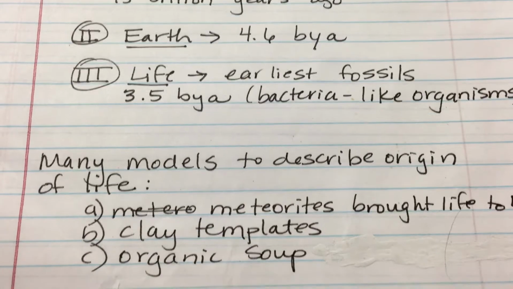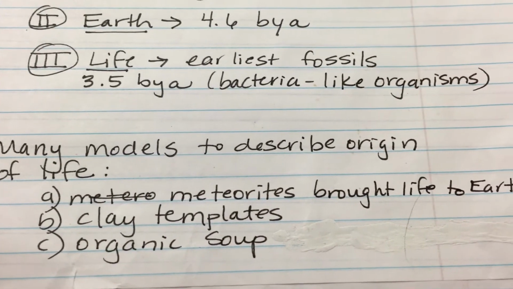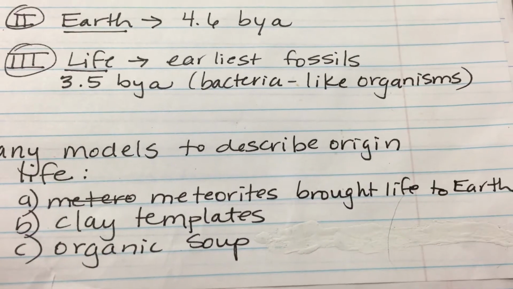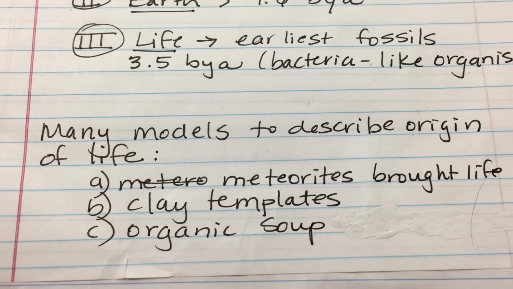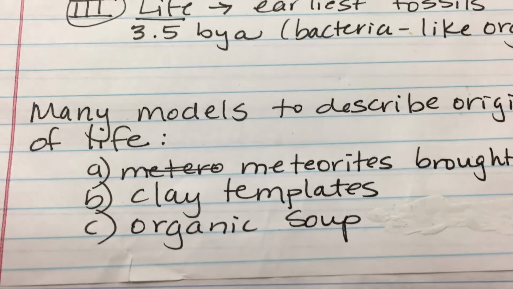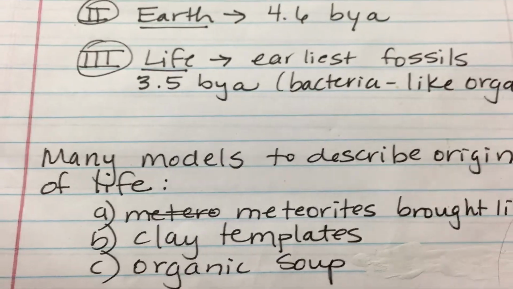Many models have been used to describe the origin of life. That would include meteorites, which brought life to Earth, clay templates, and the one we care about the most for the AP exam is the organic soup model, which was actually tested by Miller and Urey in 1952.